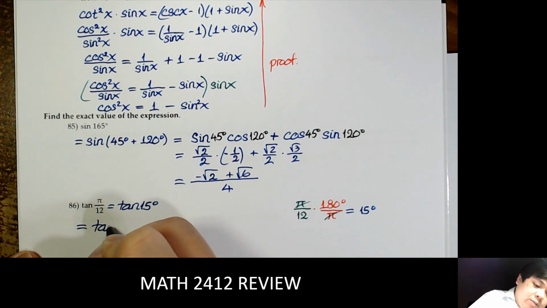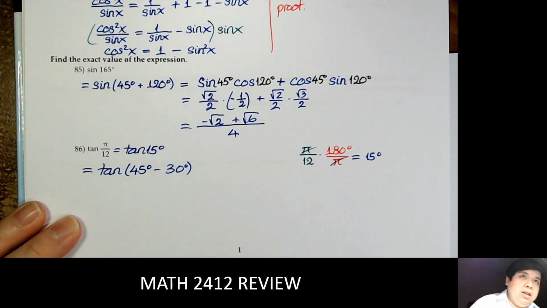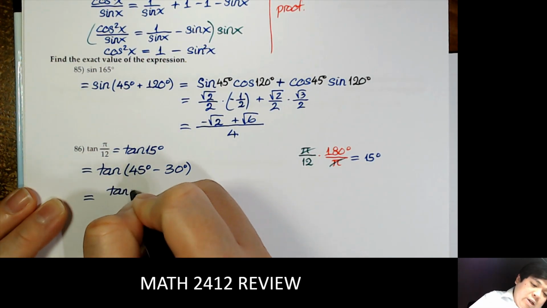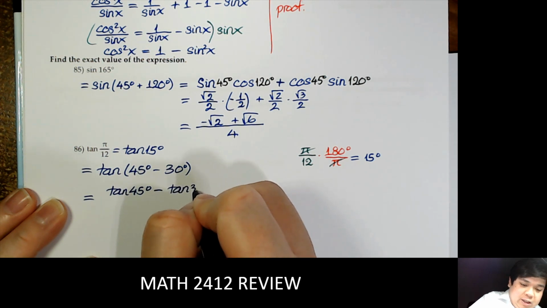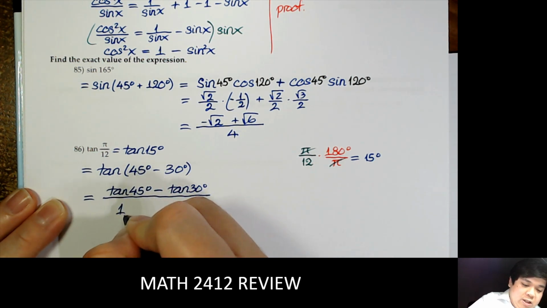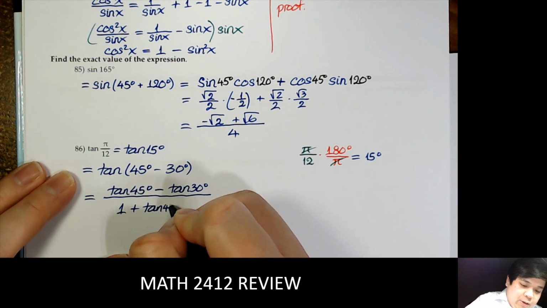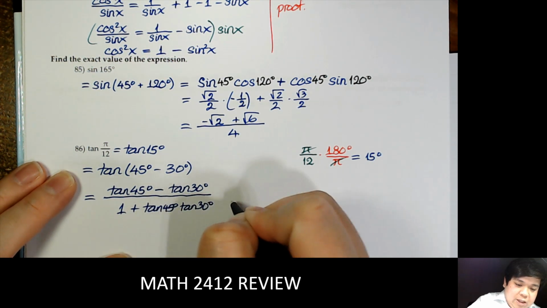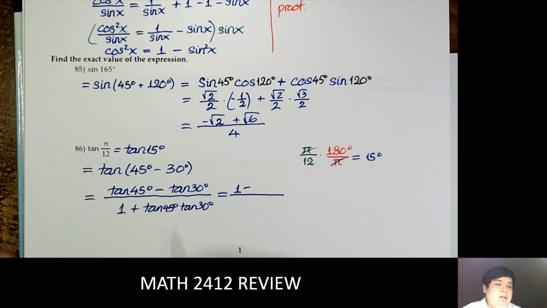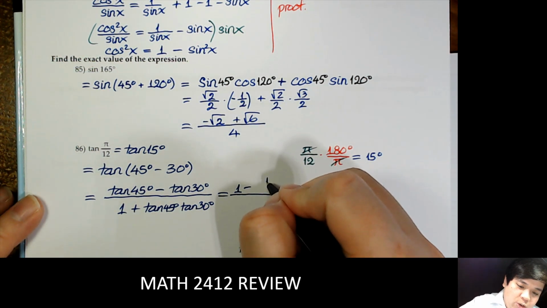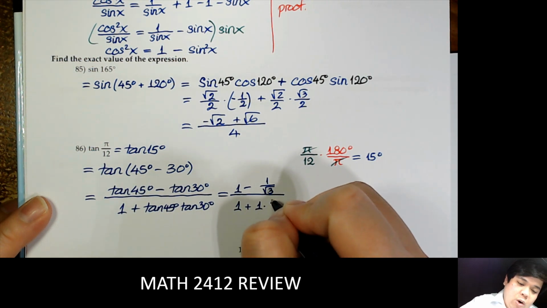But we use 45 degrees minus 30 degrees, right? So tangent is going to be tangent of 45 degrees minus tangent of 30 degrees over 1 plus tangent of 45 degrees times tangent of 30 degrees. That's the tangent of a difference. Right, tangent of 45 degrees is 1 and tangent of 30 degrees is 1 over square root of 3, and then 1 plus 1 times 1 over square root of 3.